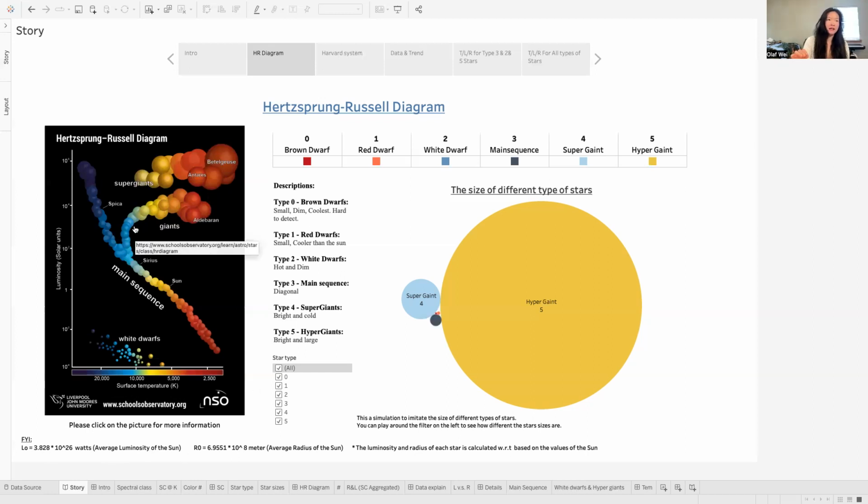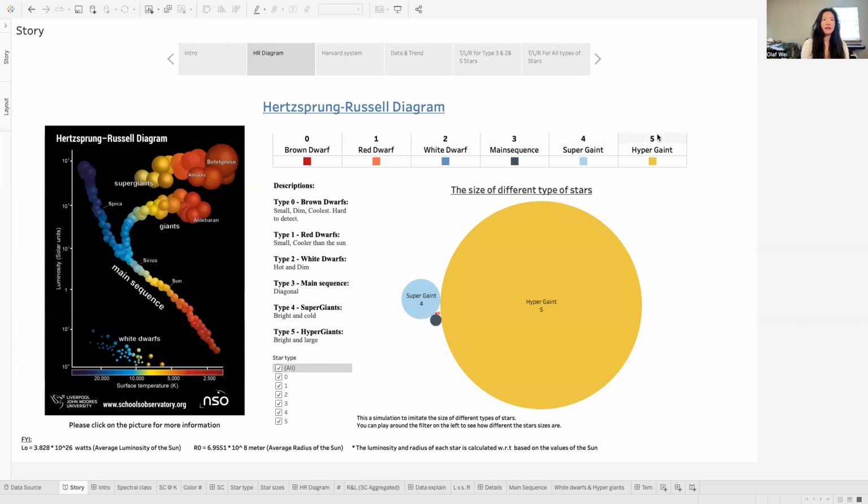They calculated their luminosity in solar units, divided by our sun. That's how we get it. So if you're 1, that means your luminosity is exactly the same as our sun. And then on the right, I did this classification based on different types of stars in this data set. So it's from 0, 1, 2, 3, 4, 5.